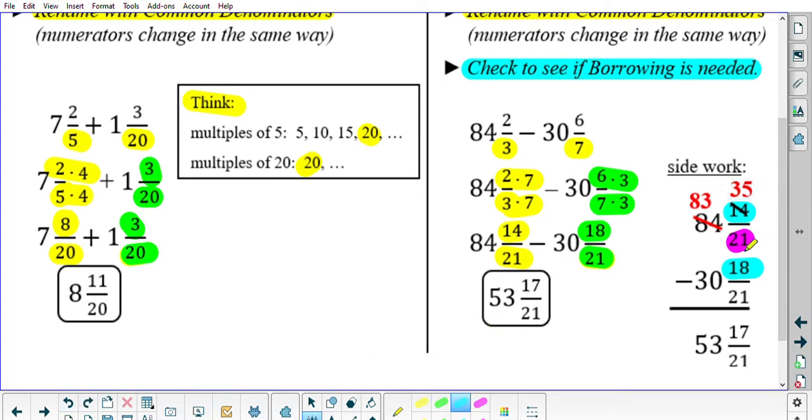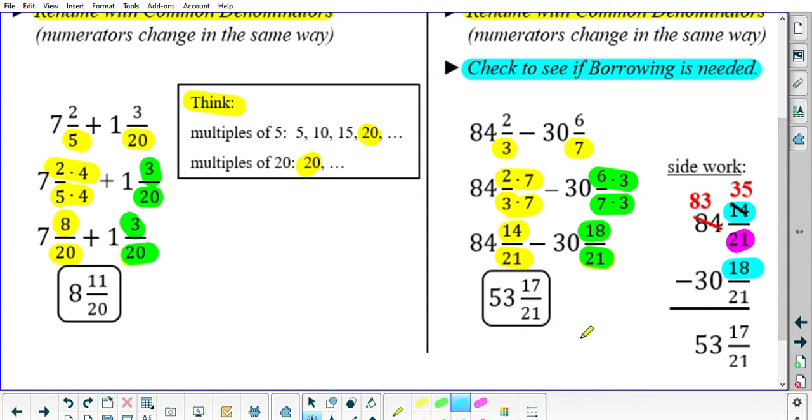Again, shortcut trick: take the denominator's value, add it to the numerator's value. That will give you the new numerator anytime you have to borrow. And I'm not saying you would always have to borrow. If the numerator on top of the first fraction was already bigger than the second fraction's numerator, then I would not have needed to borrow. But on this one I did. And then after I borrow, I can subtract and get 53 and 17/21.